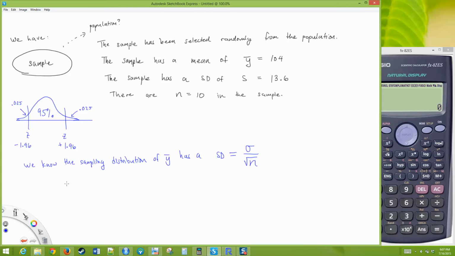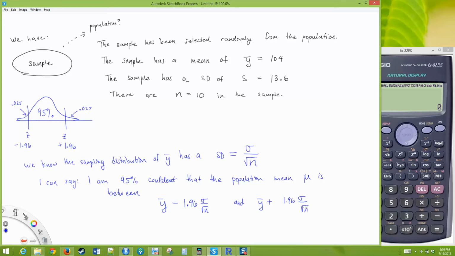So I can then make a statement like, if I have y bar, I can say I am 95% confident that the population mean mu is between, and what I would do is I would take y bar and I would go down 1.96 sigma over the square root of n, and y bar plus 1.96 sigma over the square root of n.